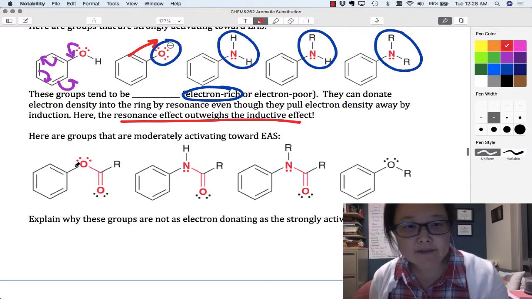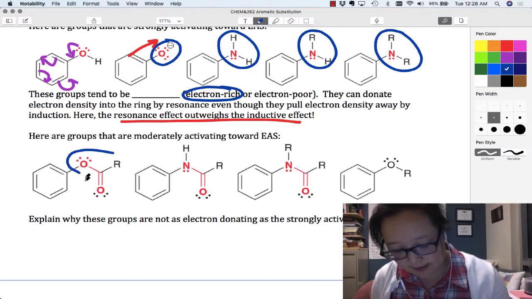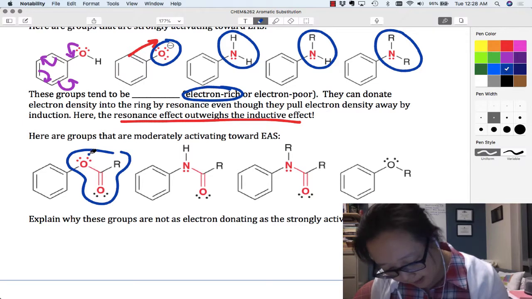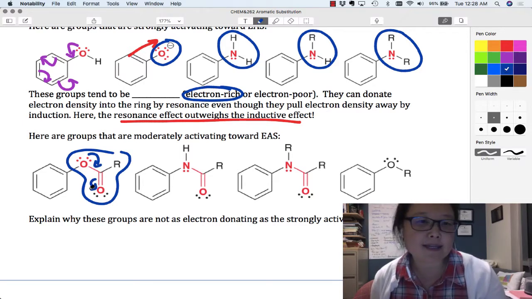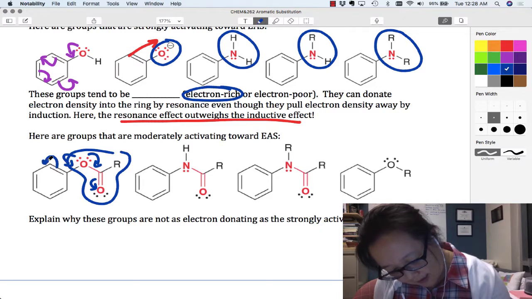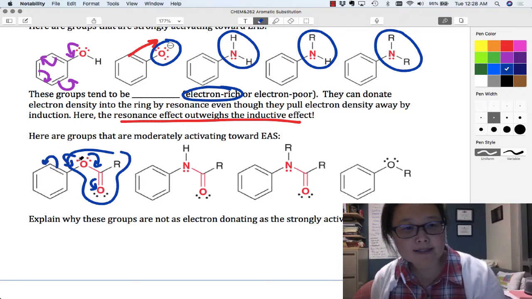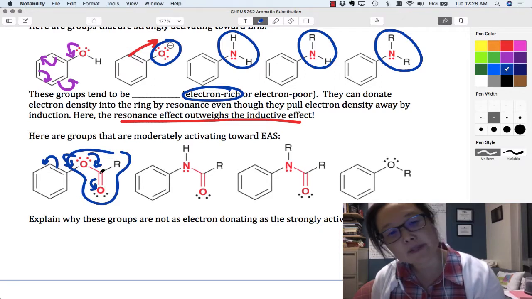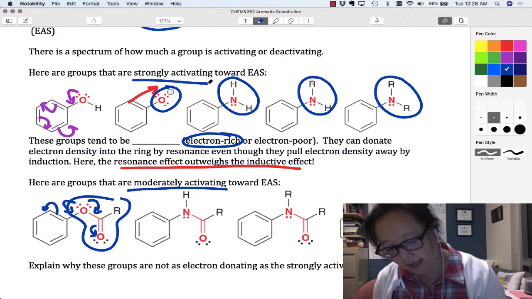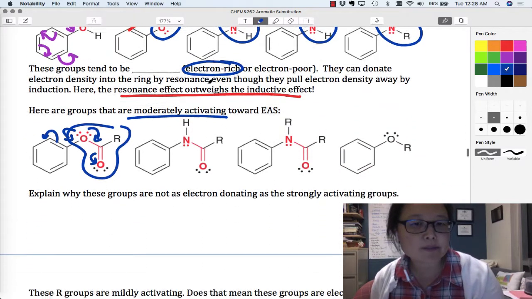Now, in terms of donating groups that aren't as good as those, they're close though. We see these are definitely electron donating because of this O, and that O looks very similar. But this group here will cause some of the electron density to go the other way. Instead of into the ring, it'll go into this carbonyl group. So you still have some resonance effect that can go that way, but it's also spread out by this carbonyl group. So these are less activating. They're called moderately activating, whereas these are all called strongly activating. Okay, so there are some differences there.